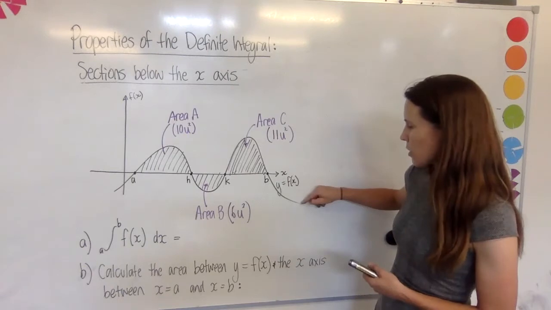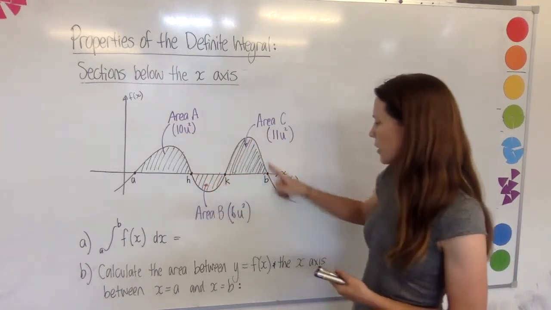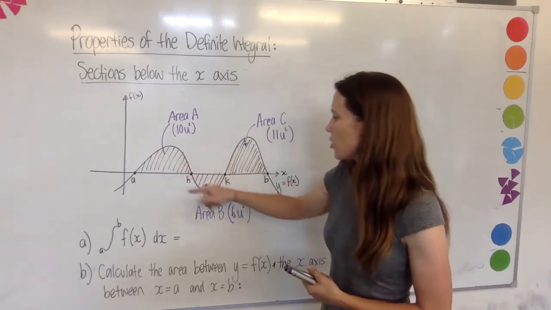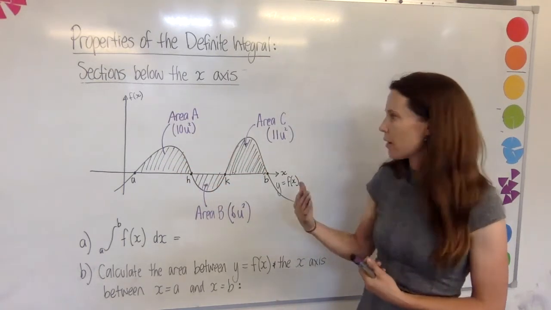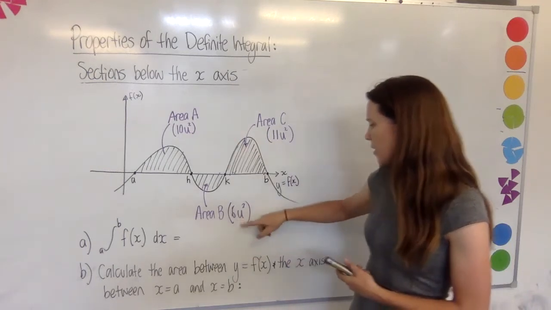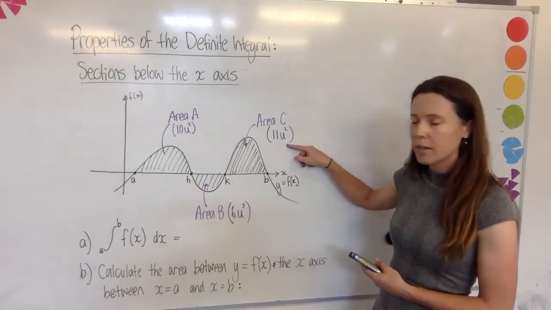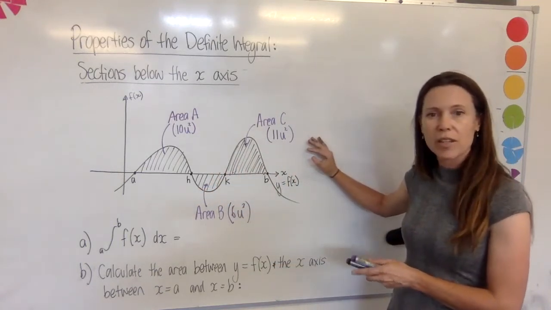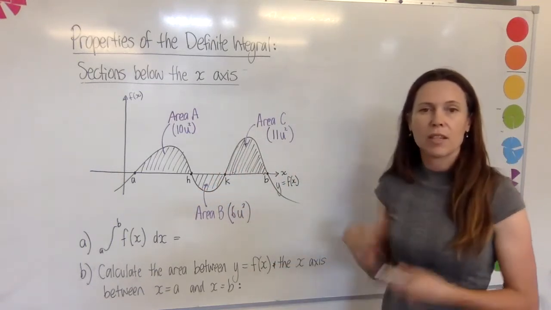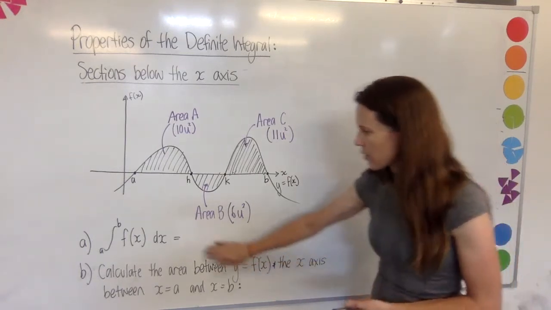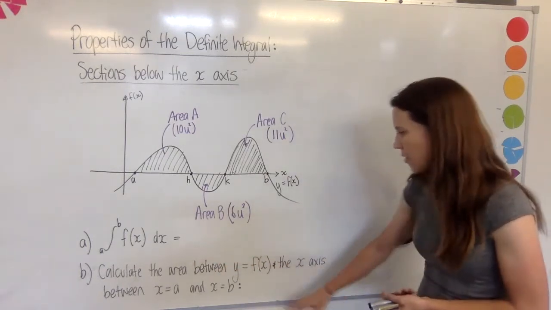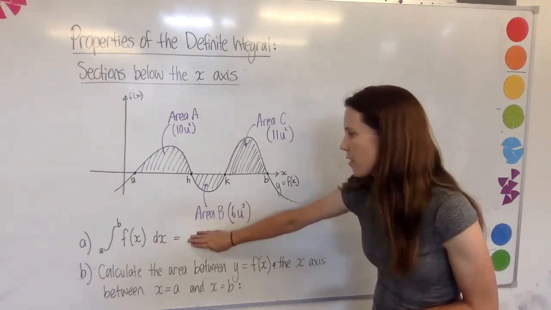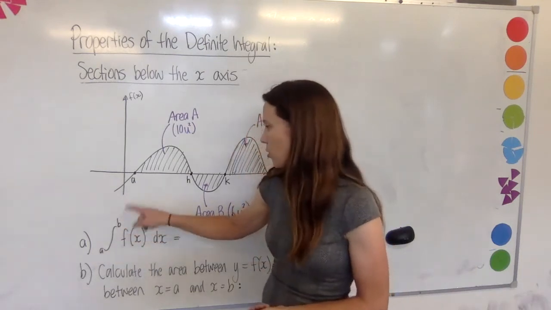Now here we've got y equals f of x, and you can see that it dips below the x-axis a few times. So we've been told how large these sections are in area. We've got 10 units squared, 6 units squared, 11 units squared. For the purposes of this question, and in fact we get questions like this in the HSC all the time, they ask you this just to check if you really understand what a definite integral is and how you use it to find areas. So the first type of question just says calculate the definite integral from a all the way up to b.